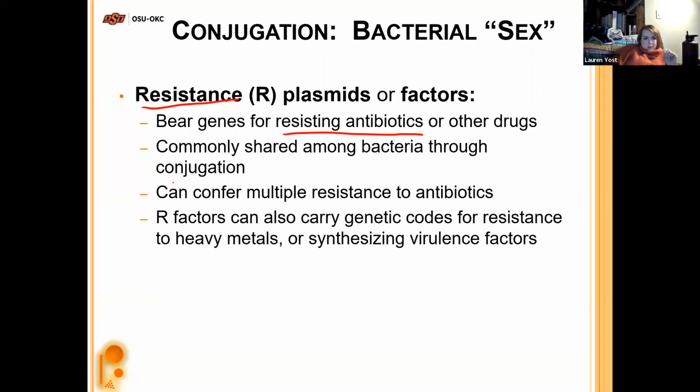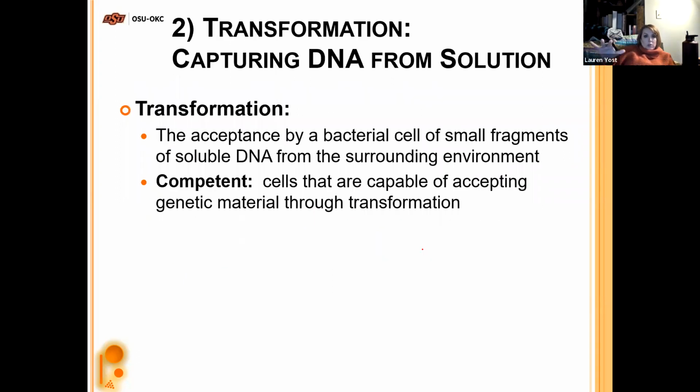They're commonly shared through conjugation, the bacterial sex, direct transfer, and they can confer multiple resistance to a lot of different antibiotics. They can also carry genetic codes for resisting the presence of heavy metals like silver. And then synthesizing actual virulence factors like toxins or other aspects of the cell that could be helpful to that organism in surviving in the host.